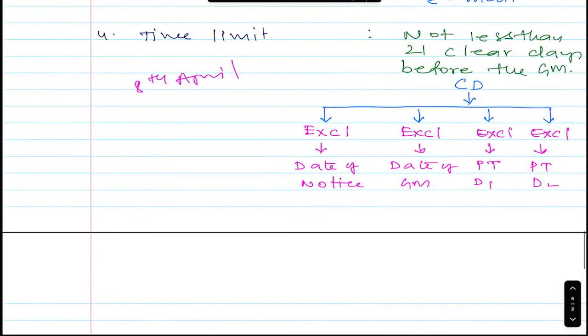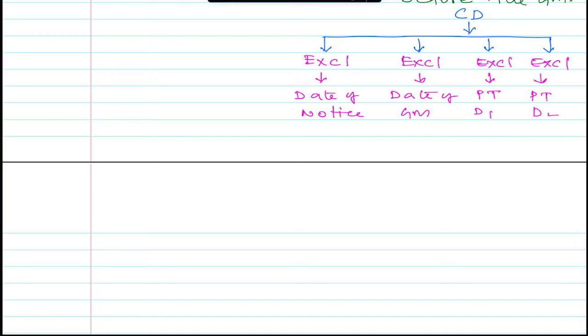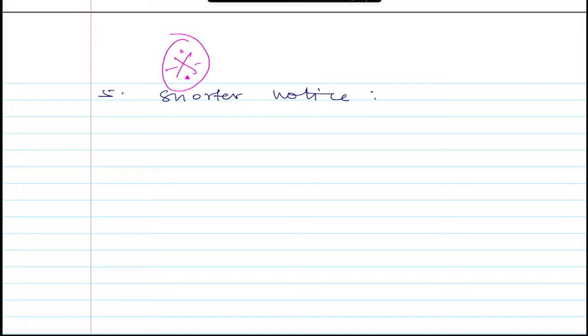Next. Number 5, the last point in this section, is again the most important one. Shorter notice. Mark it very important for the exam. There is a chance of a question. Shorter notice.